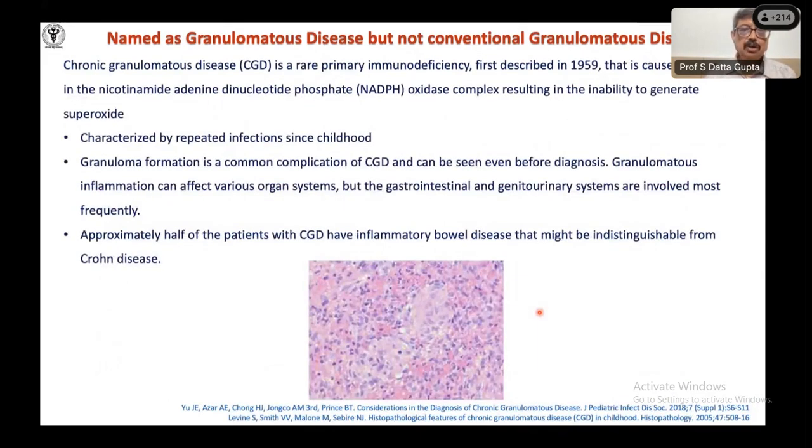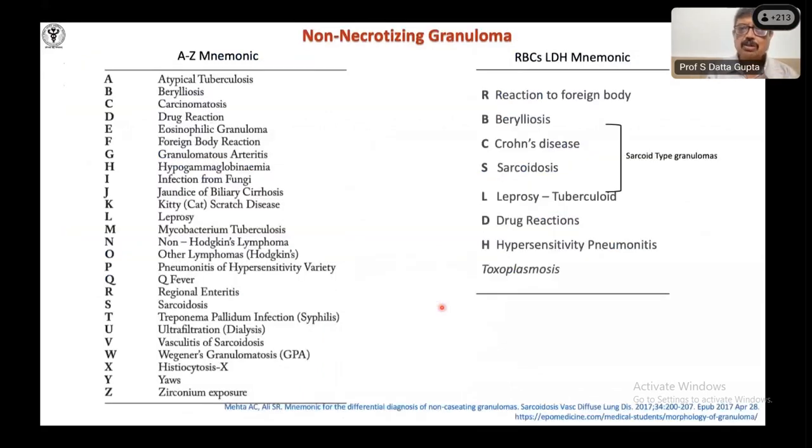Chronic granulomatous disease, that is CGD, is because of a problem in the NADPH oxidase complex, and therefore they cannot generate superoxide. And there is a granulomatous inflammation. The neutrophils do not work. The macrophages do not work. So the macrophages convert to granulomas, and you get widespread granulomatous inflammation. But this is not included in the inflammatory granulomas and other granulomas we are talking about today.